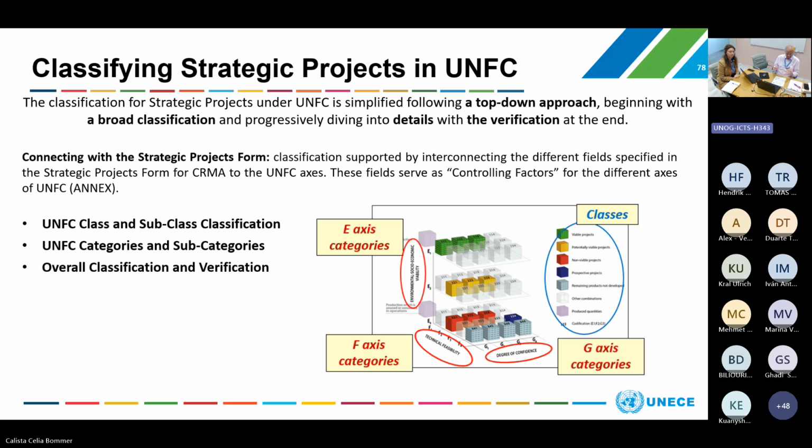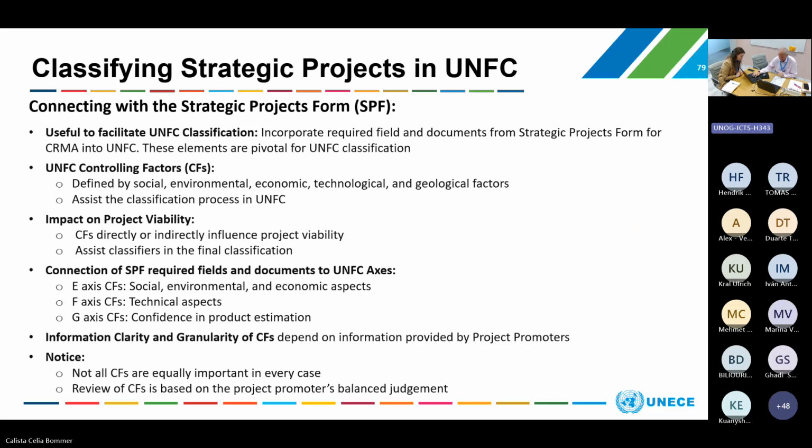How this works in practice, you have to be aware that the strategic project form is the source of the information. So the classification is supported by interconnecting different fields specified in the form for the CRM to the UNFC axes. These fields would serve as controlling factors for different axes of UNFC. I wrote annex here because within the annex of this presentation is the form itself, and you would see later down how this is done. To repeat, we start with the classes and the subclasses. We go to the categories and the subcategories, and we do the verification at the end.